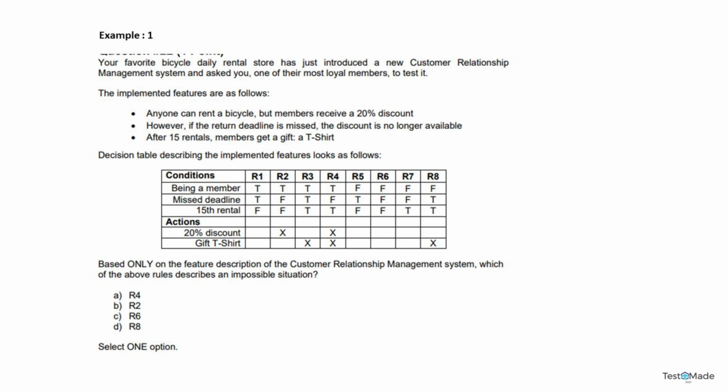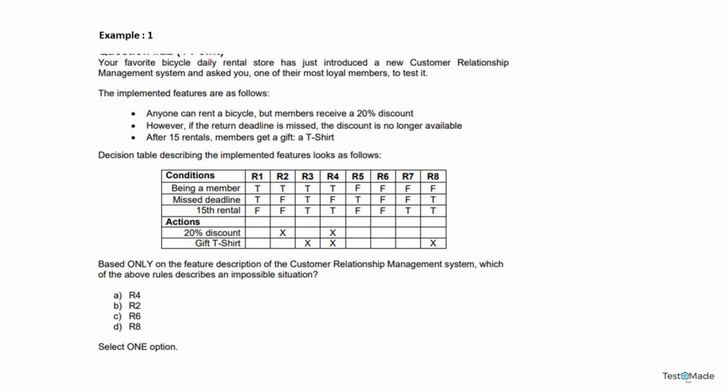One is to go through the rules mentioned in the answer options and check whether they match the instructions too. The other, which I prefer, is to go through each instruction and see if it is mapped correctly to the table. Anyone can rent a bicycle, but members receive a 20% discount, and however, if the return deadline is missed, the discount is no longer available, is applied correctly in the 20% discount row.